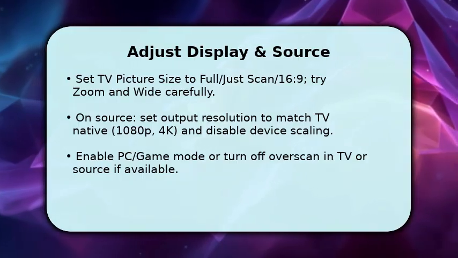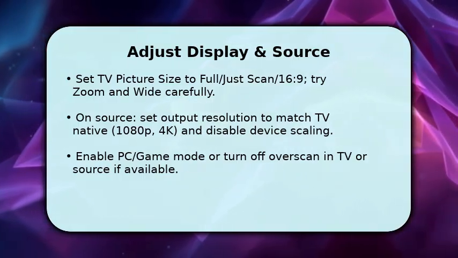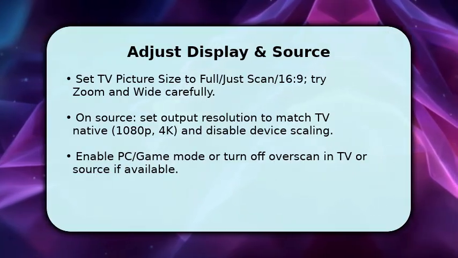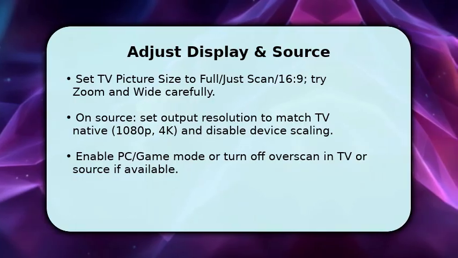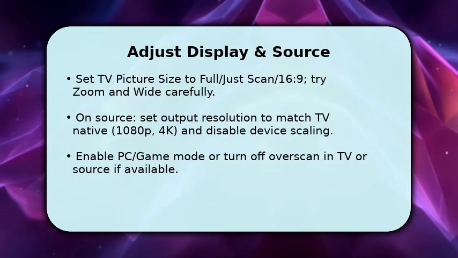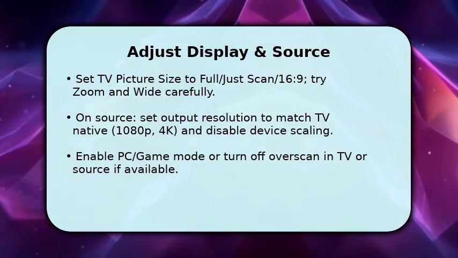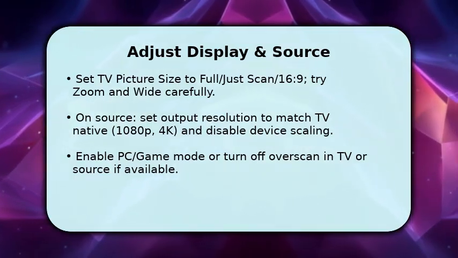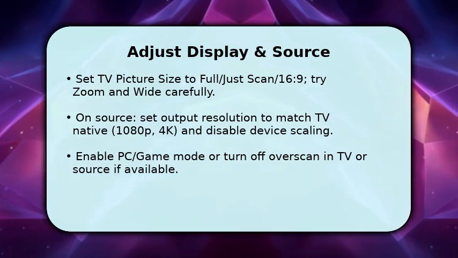Then, on your Blu-ray player, console, or PC, set the output to the TV's native resolution, 1080p or 4K, and disable any device-side scaling. Finally, enable PC or game mode on the TV if present. That often turns off overscan and preserves the full image.